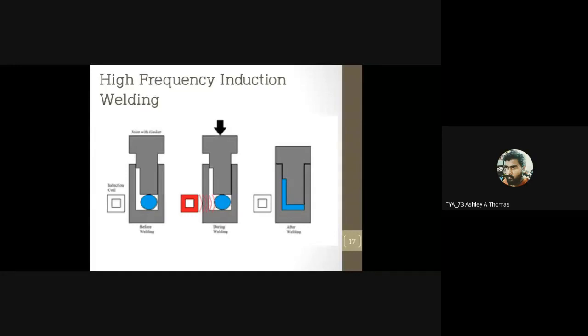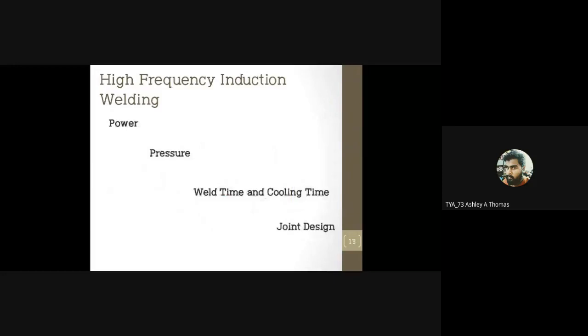These are some of the parameters on which this welding depends. Power: as per the power capacity, the welding current will flow through the induction coil, and the welding current is directly proportional to the heat generated. So if you increase the power, more current will flow through the induction coil and more heat will be generated. If it is more than required, it will heat material which is not required also. So extra surfaces will also get heated, and in-depth heating will happen.